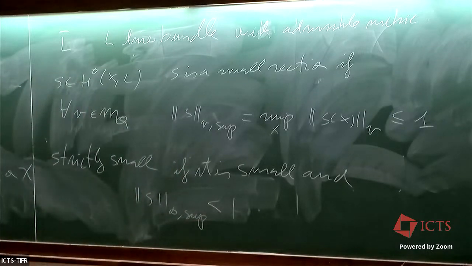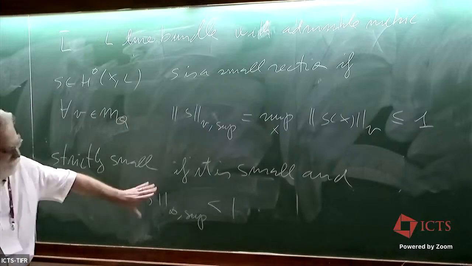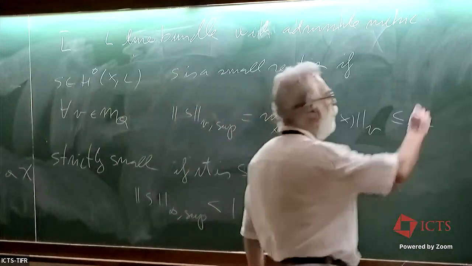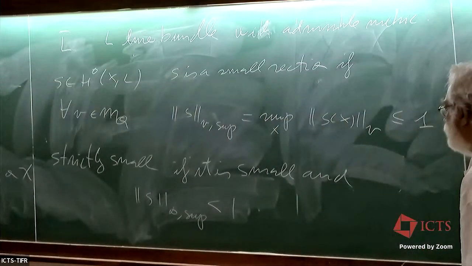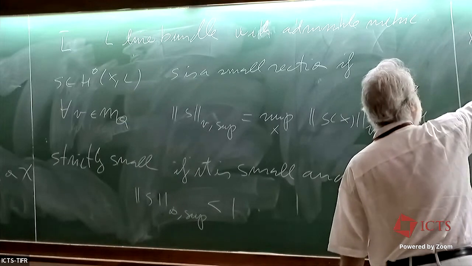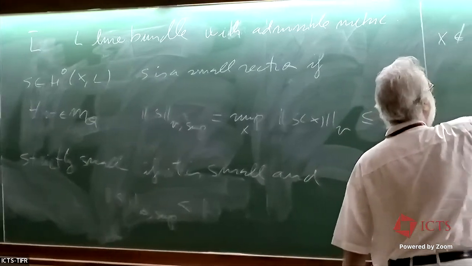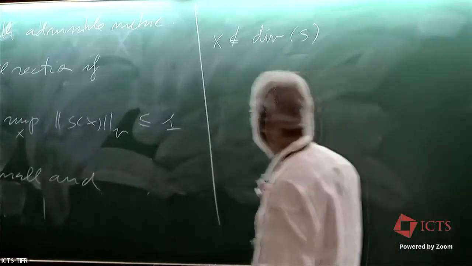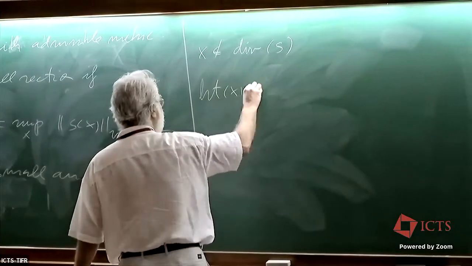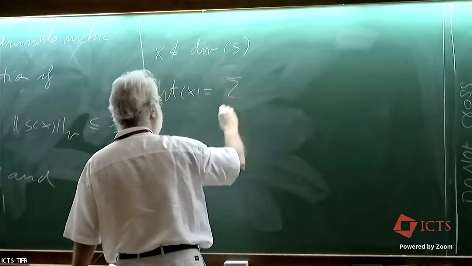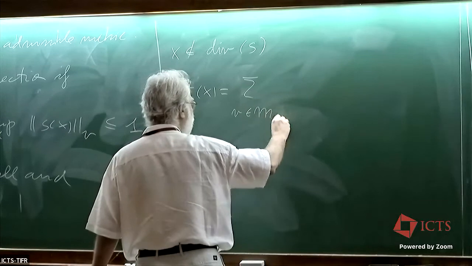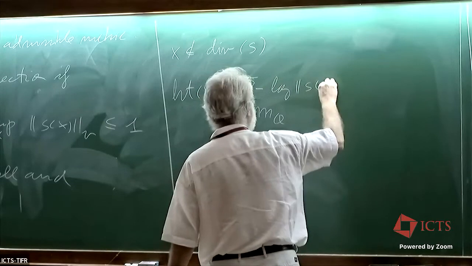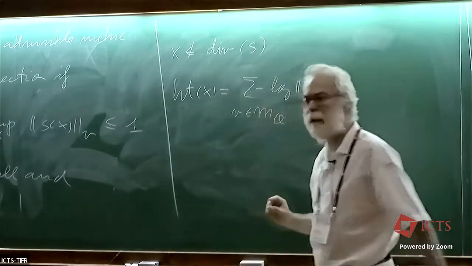Okay. Now, what is the relation between small sections and the heights we were defining previously? So recall that if I have a point x that does not belong to the divisor of a section S of the line bundle, I gave you a formula for the height of this point. The height of x was equal to the sum over all v in M_Q of minus the logarithm of the norm of S at the point x, v. Okay.